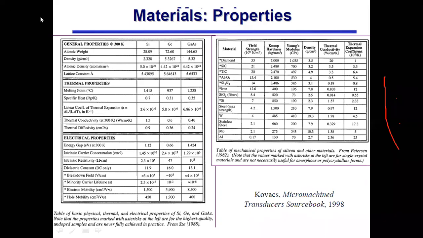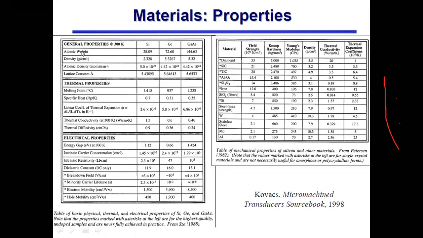silicon wafers which are available normally are silicon, germanium, and gallium arsenide. So these are the three wafers which are normally used for the fabrication of microelectronics and MEMS. And here you could see the physical properties.